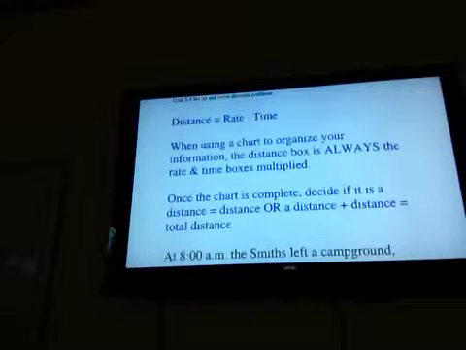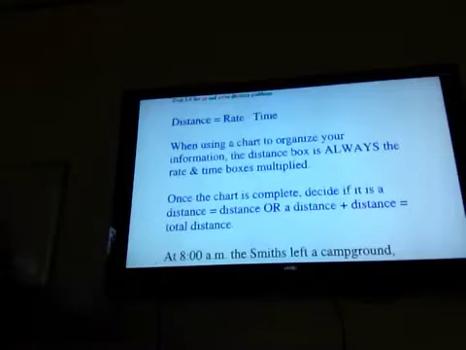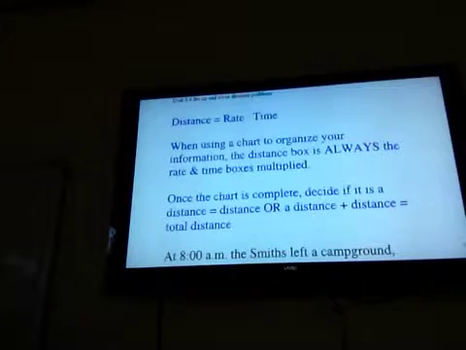The distance box, what I mean by this, the distance box is always, I can't emphasize that word enough, always the rate and time boxes multiplied. So when you have the distance box on that chart, you don't get that information from the problem. That always comes from what you have already placed in the rate and time boxes.